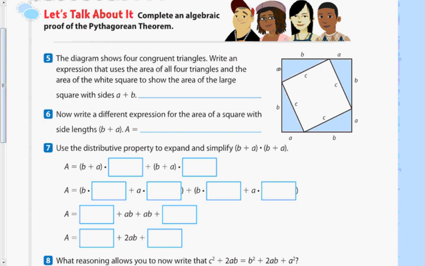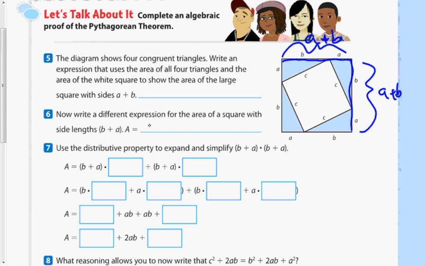So each side length is the A and the B together. So each side length would be A plus B, whatever those are. Okay, we're just using it as A plus B. Okay, so if we want to find that whole area, let's do it 2 different ways. Let's find the area of the entire thing. And that would be actually number 6.